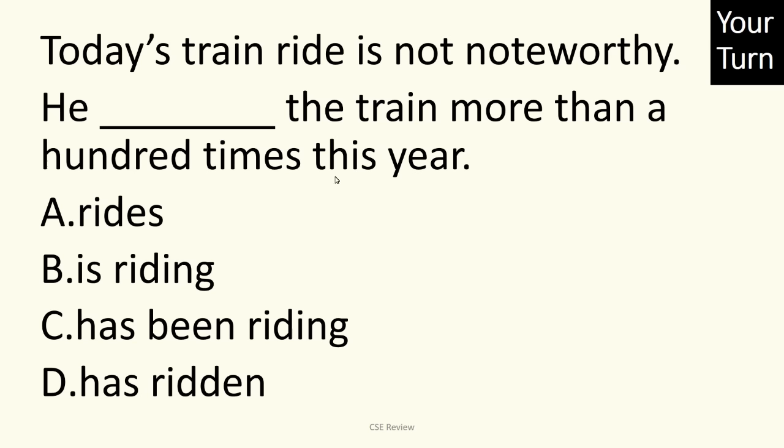Now, the clue here is the words this year. Napag-usapan na natin ito kanina, right? This is dun sa ating huling tense na pinag-usapan. So, ibig sabihin nun, natapos na, pinapatuloy niyang ginagawa sa tapos na this year, nakailang ulit na siyang sumakay this year. So, the correct answer is has ridden. He has ridden the train more than 100 times this year.